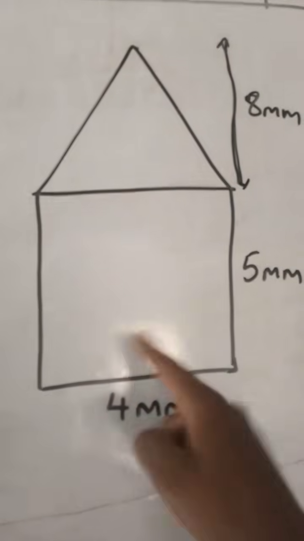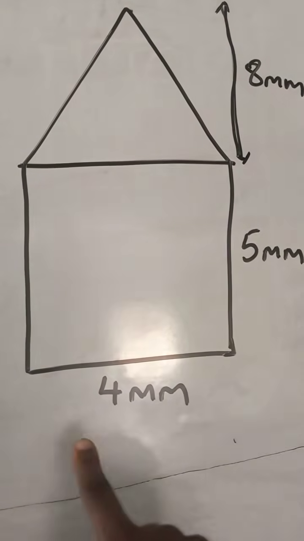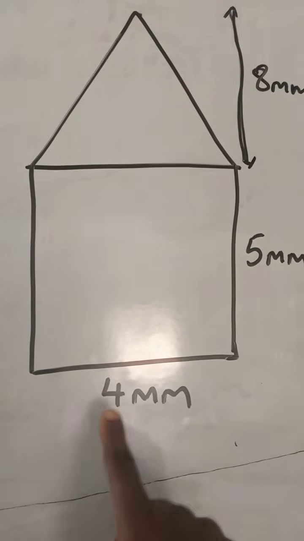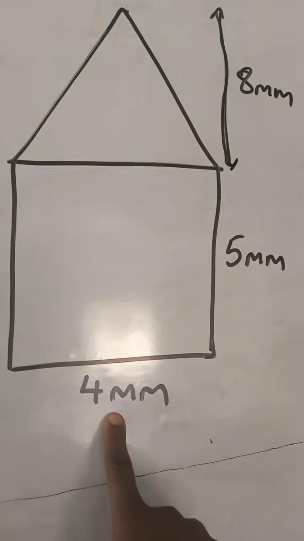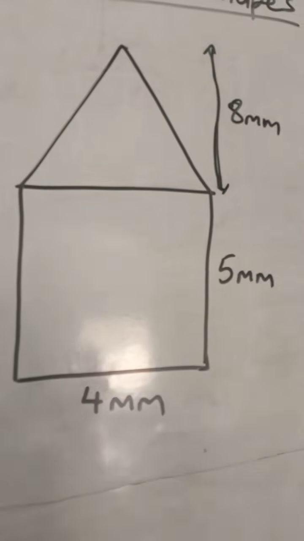All right, someone would ask, it looks like a square. Why not say it's a square? A square usually has the same sides. But as you can see, this is 5 millimeters and this is 4 millimeters. They are not the same, so that gives us a rectangle. Next thing we'll do is to separate them.